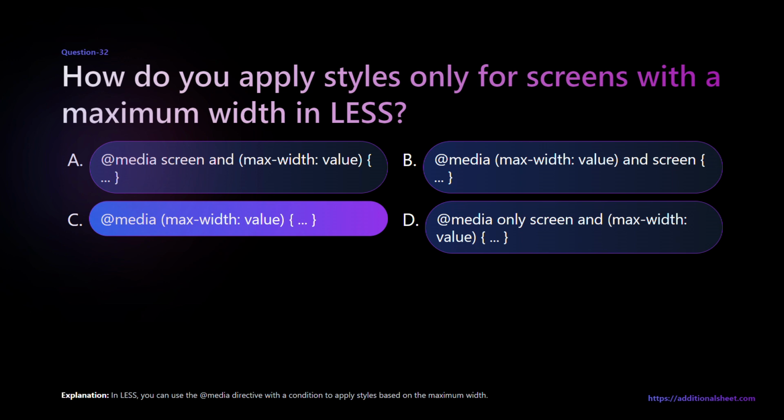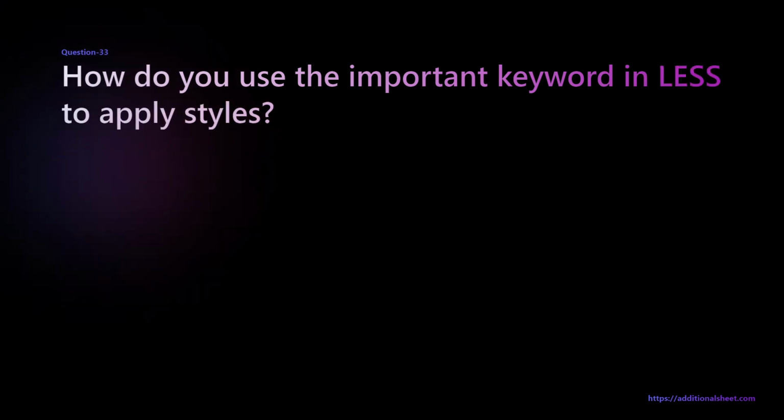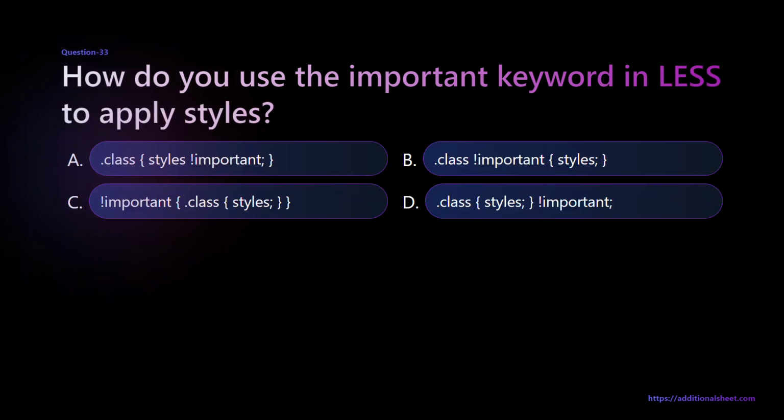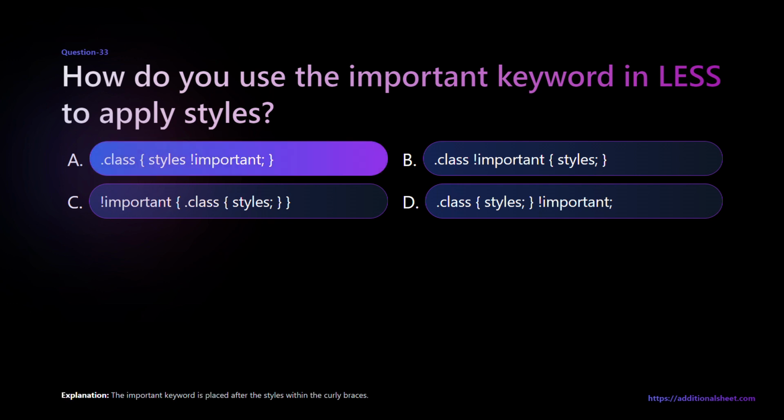How do you use the important keyword in Less to apply styles? Option A, class styles important. Option B, class important styles. Option C, important, class styles. Option D, class styles important. The correct answer is option A, class styles important.